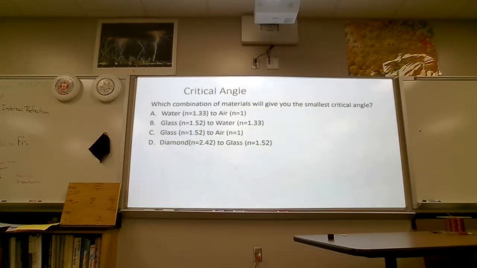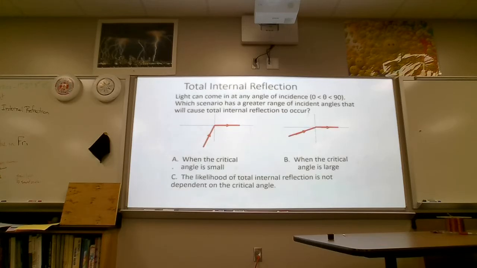Correct answer is D. Survey says D, where you have the biggest contrast, the biggest difference in the indices of refraction. You get the most bending here. You all right with that?